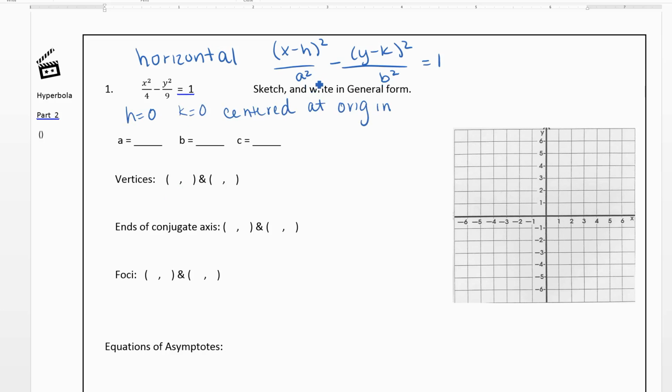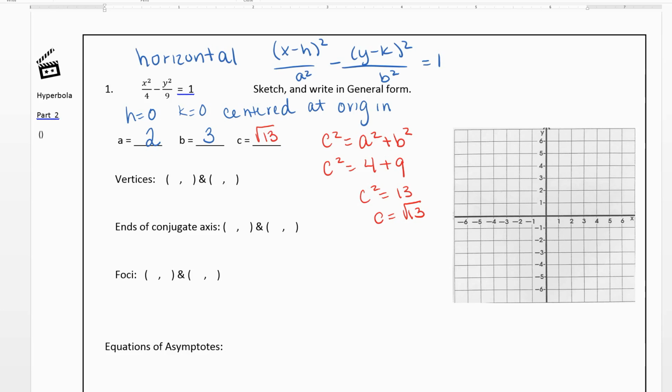Now notice that underneath, just like an ellipse, we're going to take the square root of the number underneath to get a. So a will be 2 and b will be 3, since the square root of 4 is 2, square root of 9 is 3. Now, to get c, we always use the formula for a hyperbola. c squared equals a squared plus b squared, just like the Pythagorean theorem. So here c squared equals 4 plus 9. c squared equals 13, so c is equal to the square root of 13.